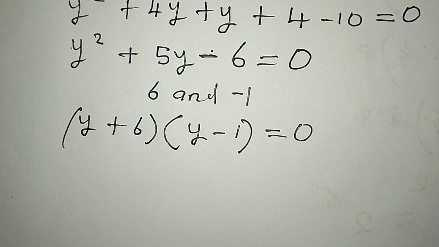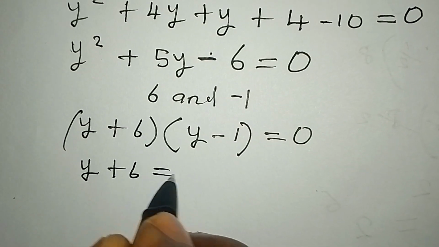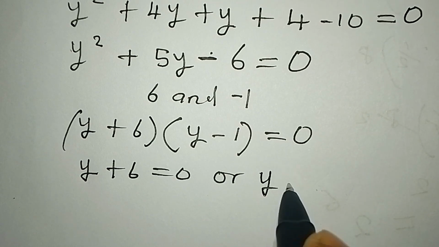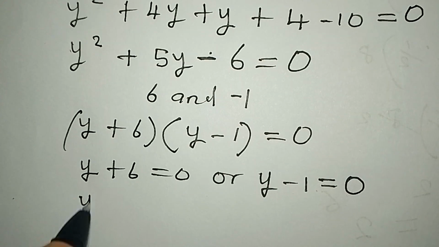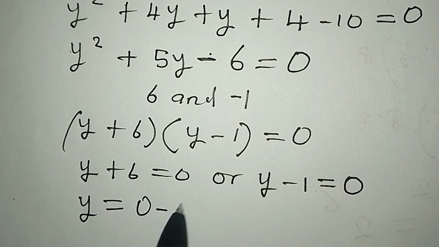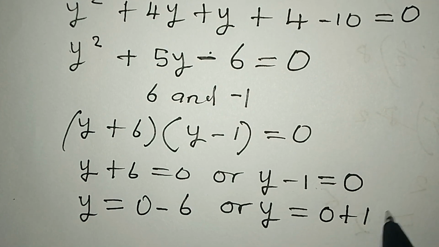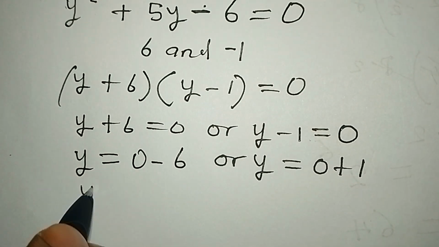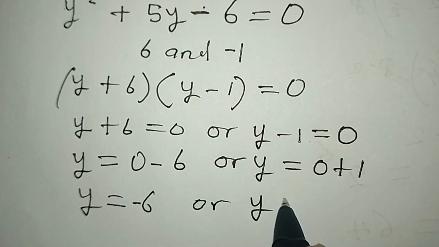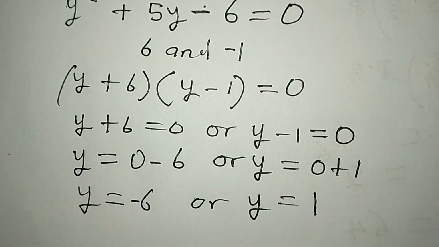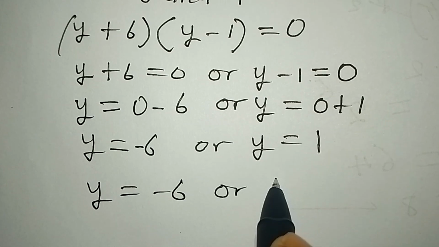So from here, what can we say? We are saying that either y plus 6 is equal to 0 or y minus 1 equals 0. So from here, y is equal to 0 minus 6 or y is equal to 0 plus 1. So that our y is equal to negative 6, or y is equal to 1. To conclude, we are having y to be minus 6 or 1.